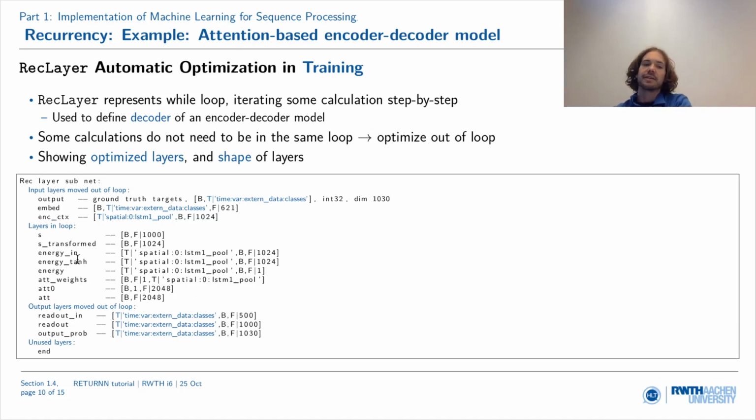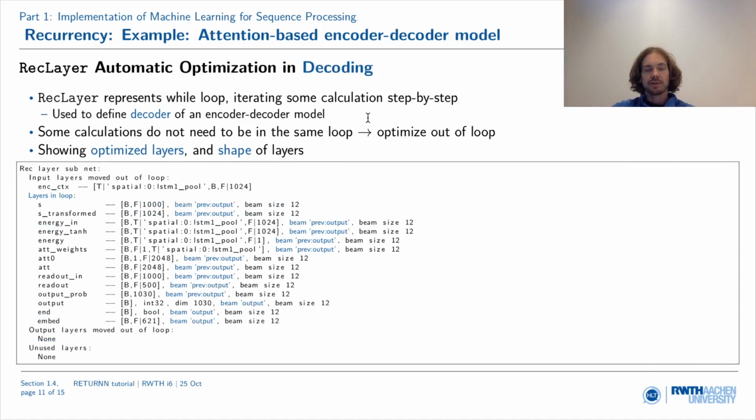Then the output layers, after you calculate the loop, are the readout in, then readout, and finally the output probabilities, softmax. Also the loss is based on the output and would be calculated on the whole sequences at once. So this is much faster then. In decoding, it looks different.